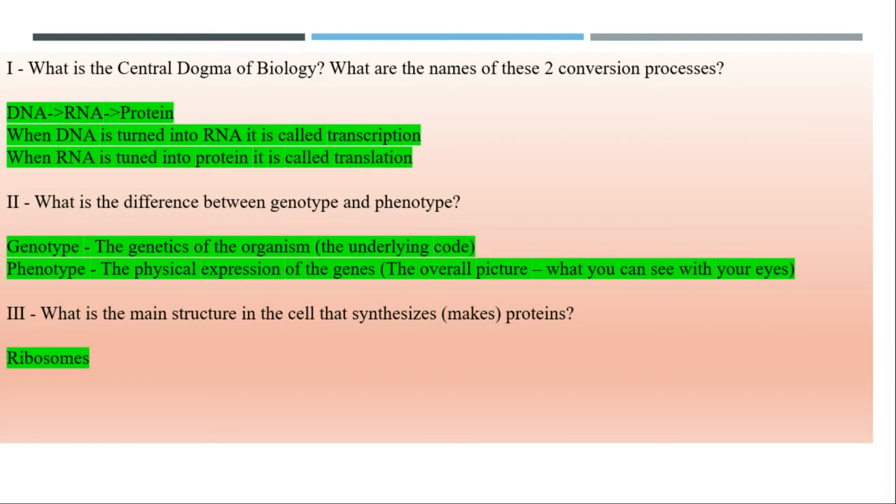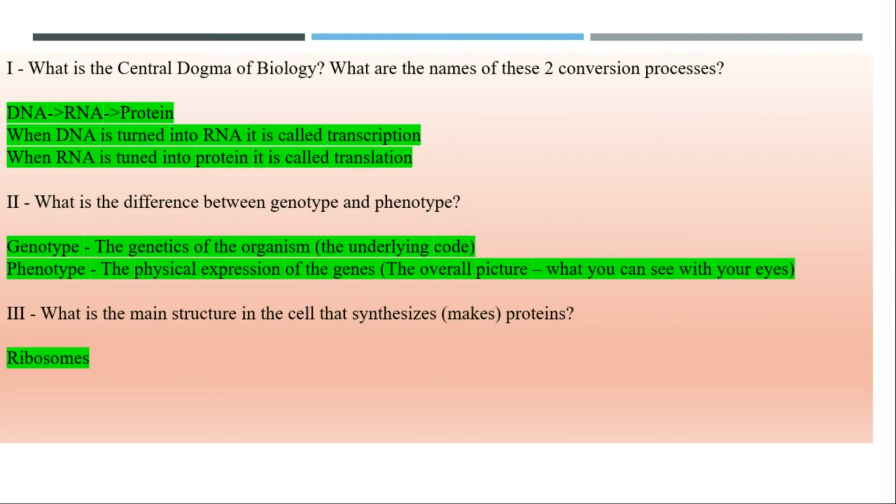So remember that for genotype and phenotype, the genotype is the underlying code, the genetics of the organism that you can't see with your naked eye. And the phenotype, that's the physical expression of the genes, of the genotype. And you can see that with the unaided eye. That's the overall picture. I always remember that phenotype means physical expression. They both have F sounds in the beginning of the word, and so you can put those together and try to remember that.